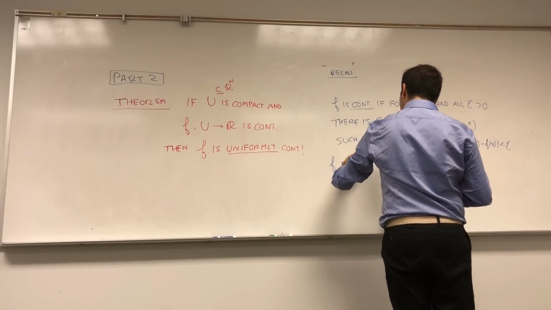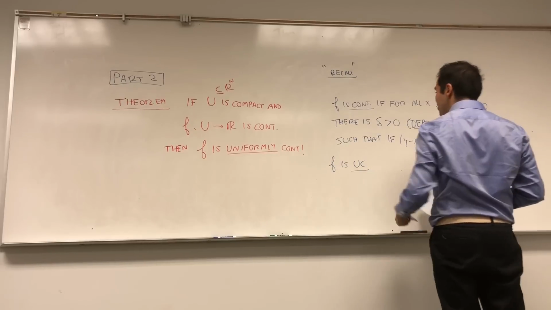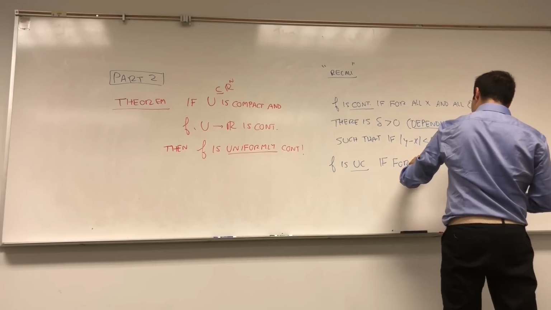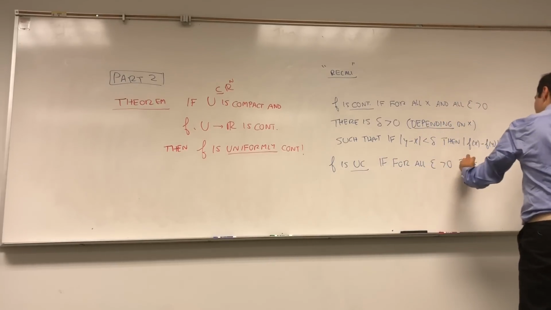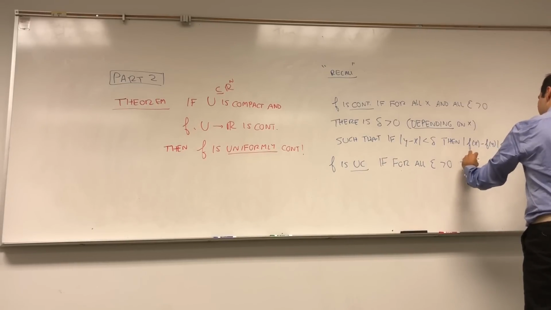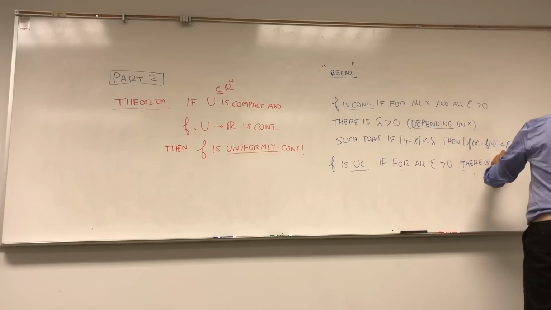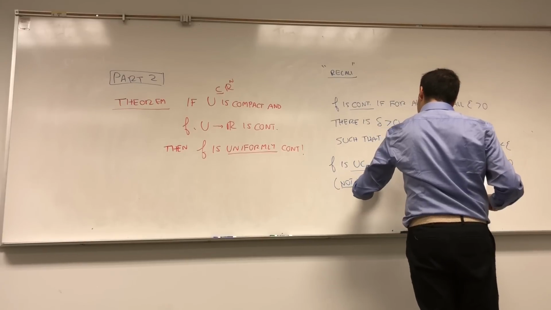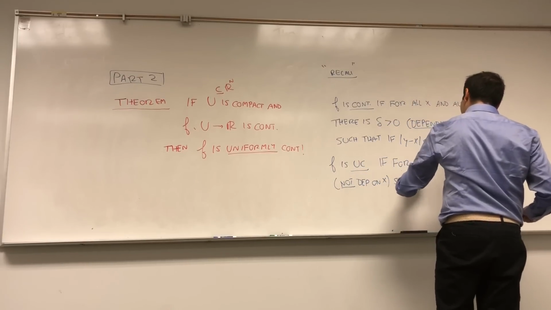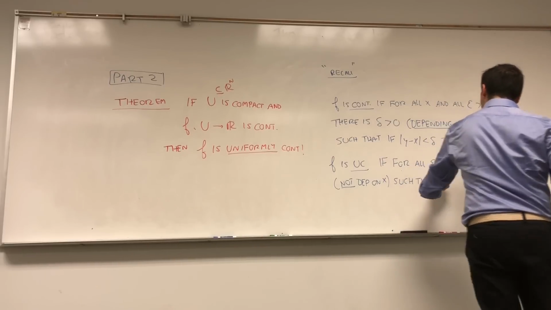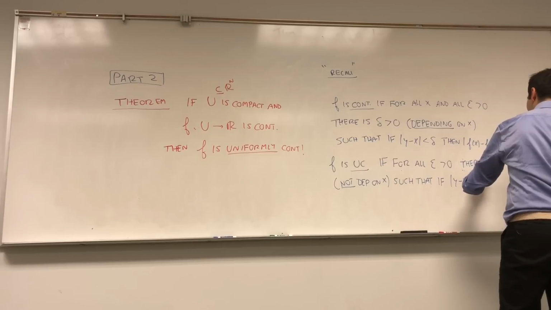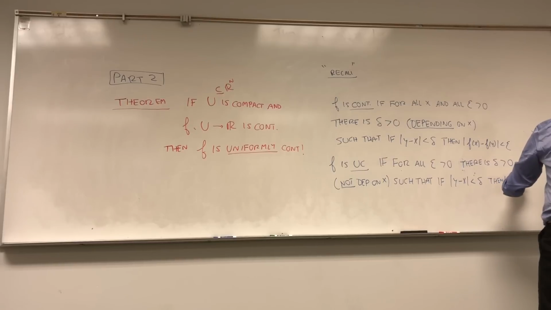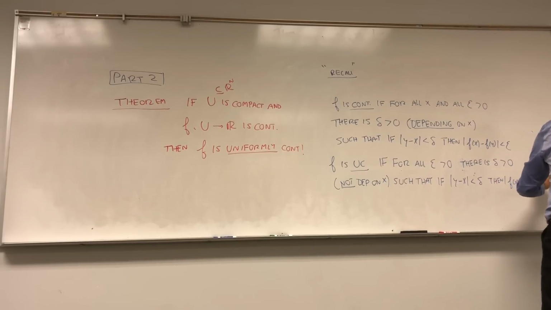So f is uniformly continuous, so not University of California, which is great too, if for all epsilon greater than 0, there is delta greater than 0, not depending on x, such that if, again, for all y, if y minus x is less than delta, then f of x minus f of y is less than epsilon.